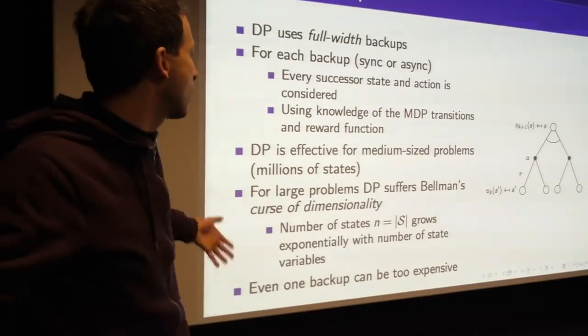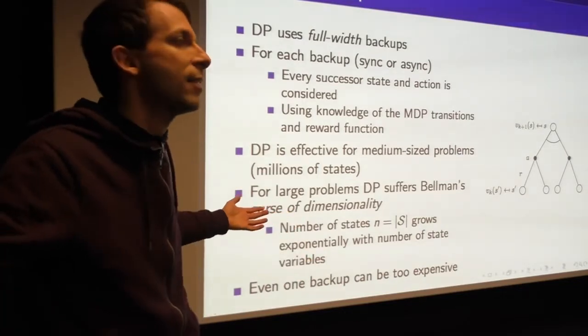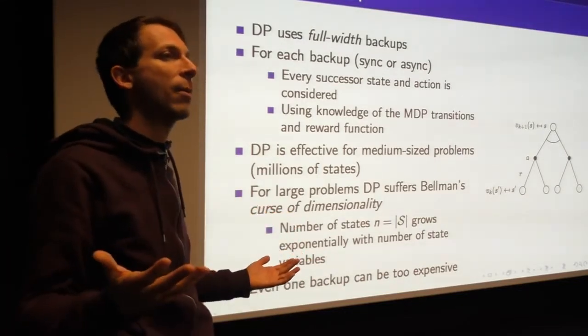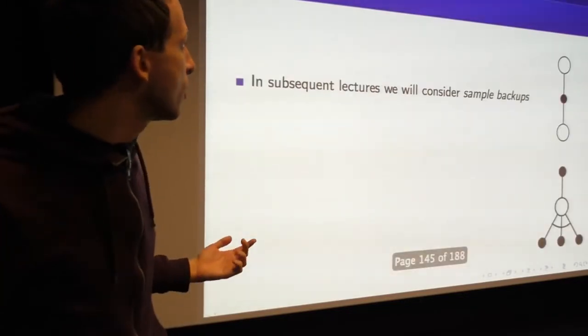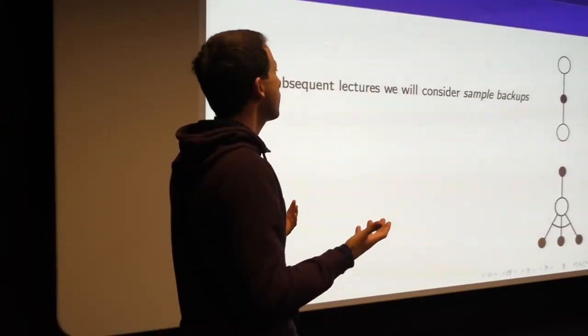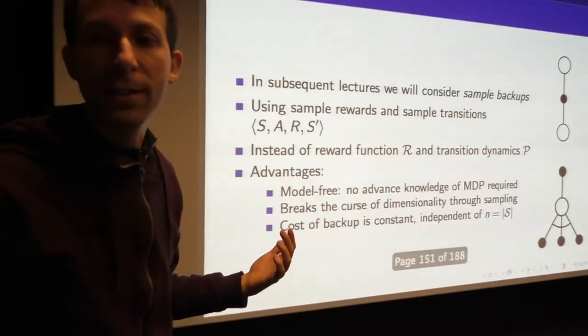And in cases where even one backup is too expensive, so we're going to talk about problems later with 10 to the 170 states, you can't even do one iteration of dynamic programming. You can't even do one backup. You can't even compute this for one state. So what you do, you sample. In subsequent lectures, we'll consider sample backups that look like this.